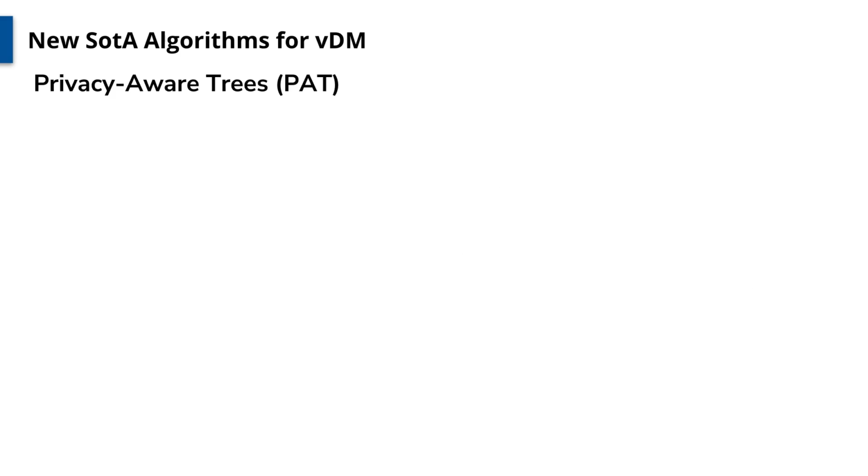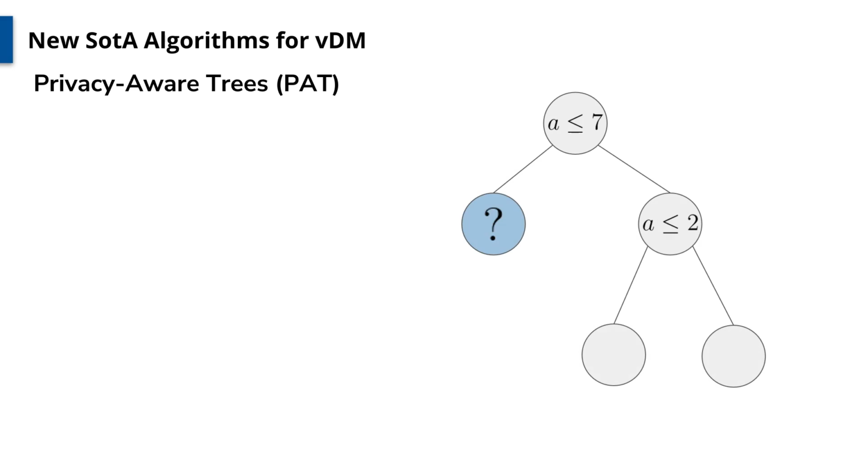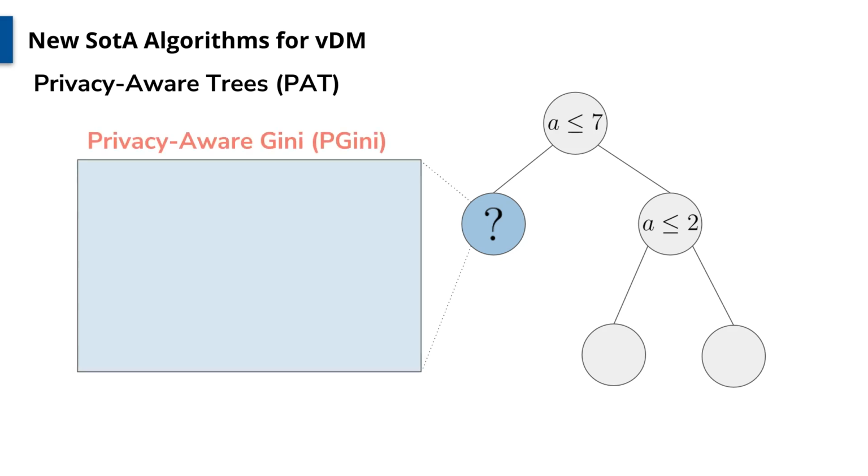However, as we will see in our evaluation, all these methods get superseded by our privacy-aware tree, short PAT, algorithm. For this, let us take a look at the example on the right. Just as in classical tree learning algorithms, we build a decision tree with internal nodes splitting on a single attribute, in our case A. Taking a closer look at the node marked in blue, we show how we can adapt the classical Gini splitting criterion with an additional privacy term to get what we call privacy-aware Gini, or pGini for short.